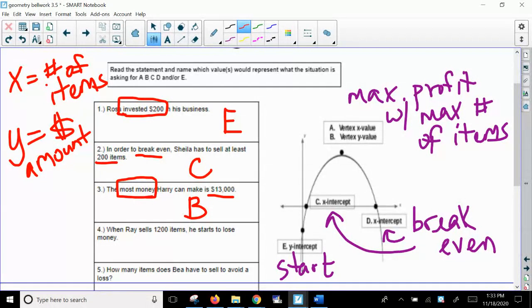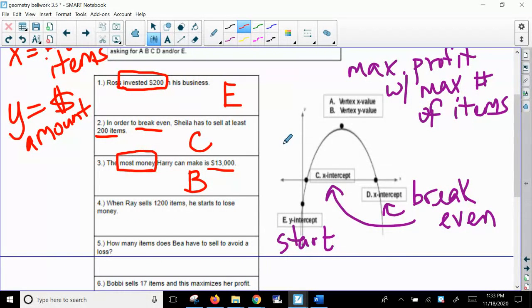Dollar amount, okay? Number 4, when Ray sells 1,200 items, circle that, he starts to lose money, okay? So Ray then sold a lot of items, but once he sold 1,200, he's losing money. Losing money means going past breaking even. So you want to look at the intercepts. So I'm looking at point D, thinking he then sold a lot of items. But once he hit 1,200, now he's going to lose money. It's going to keep going down, okay?